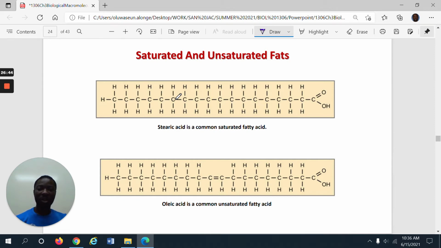But this fat, oleic acid, you can see is not as packed as this. You can see the space that should have been filled with hydrogen, so it is not as packed as the saturated one. That's why we say it is unsaturated, and it is liquid at room temperature. So this digests faster than this, and that's why we say plant sources of oil are usually more healthy to eat than animal sources.